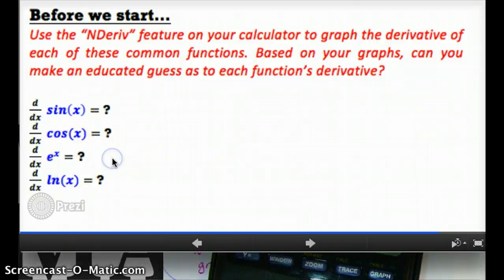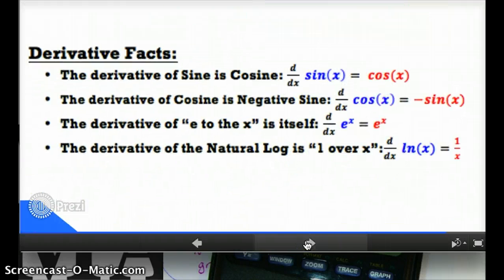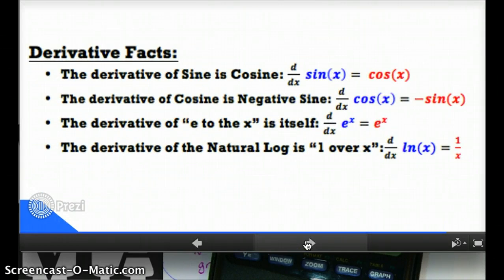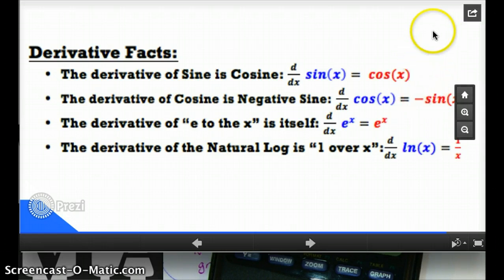Awesome. So hopefully you saw, at least based on the graph, that it looks like the derivative of sine is cosine. And the derivative of cosine is negative sine. If you missed the negative, go back and take a look. You'll notice that the initial graph is just kind of flipped over the axis. The derivative of e to the x is actually just itself, and the derivative of the natural logarithm function is 1 over x.